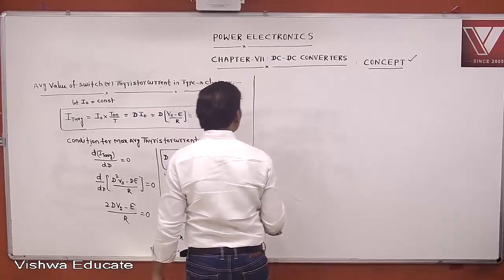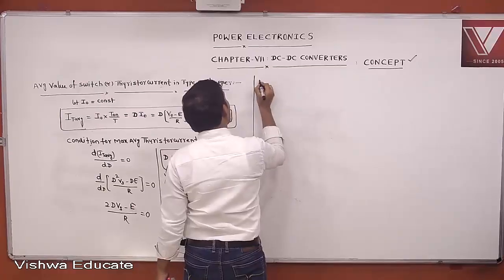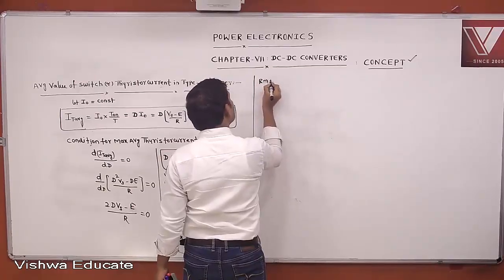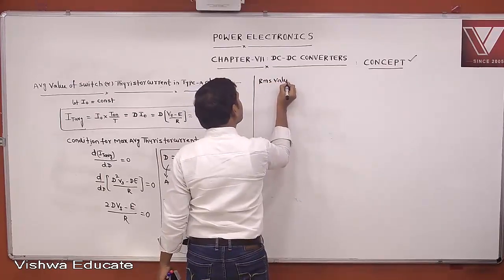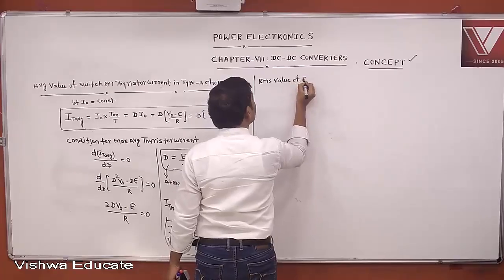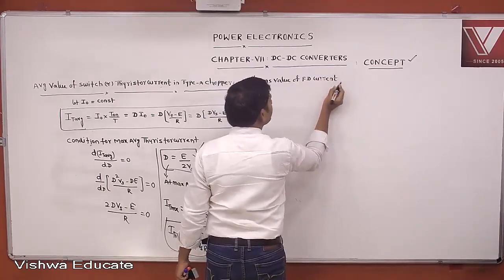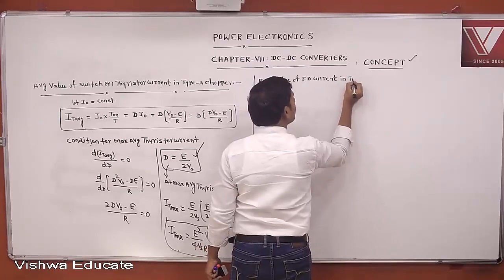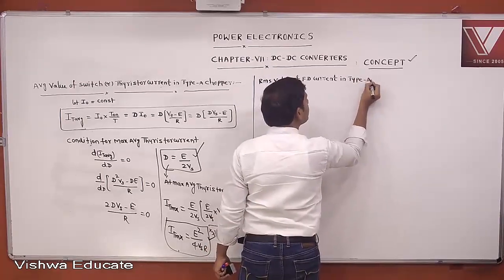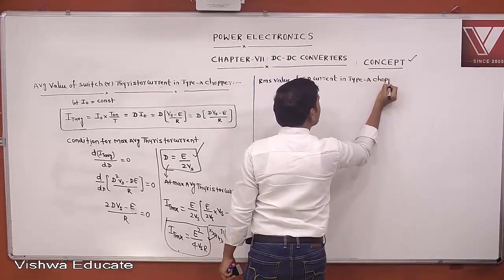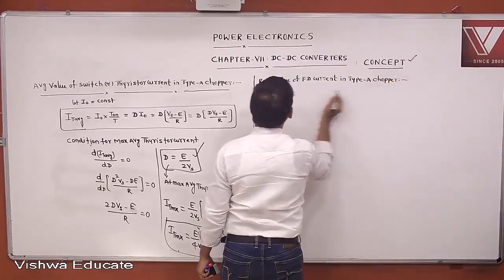RMS value of freewheeling diode current in type A chopper. How to calculate the RMS value of freewheeling diode current in a type A chopper?